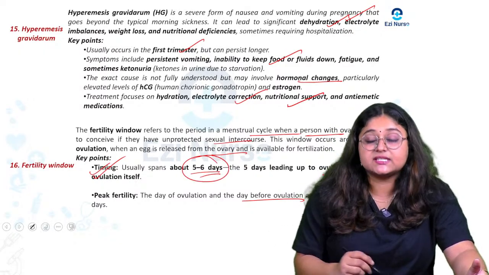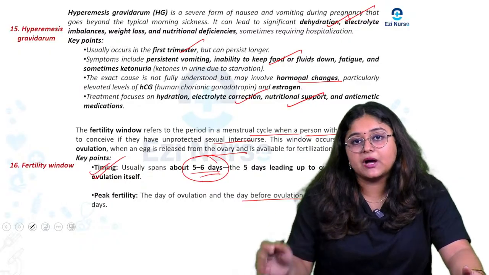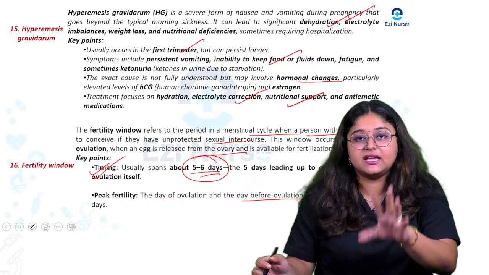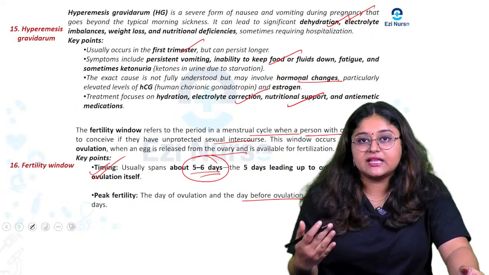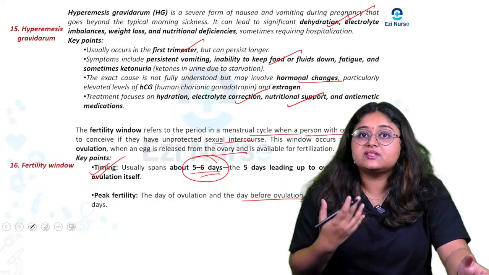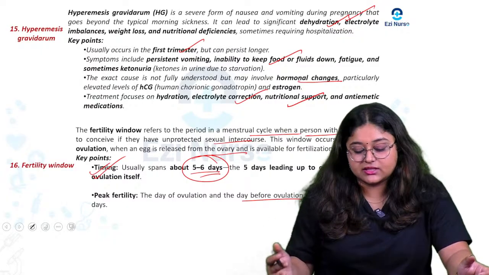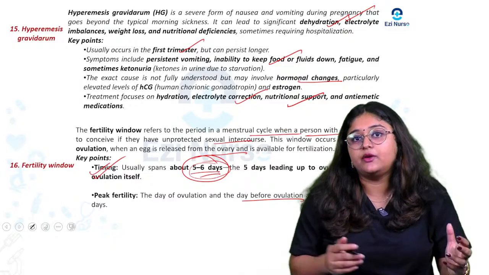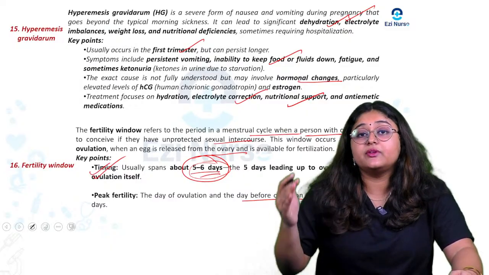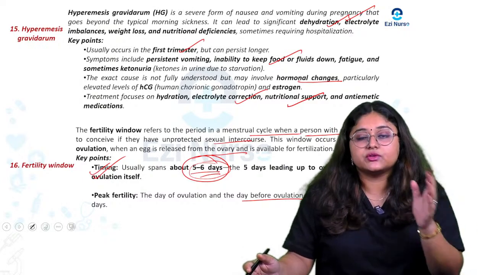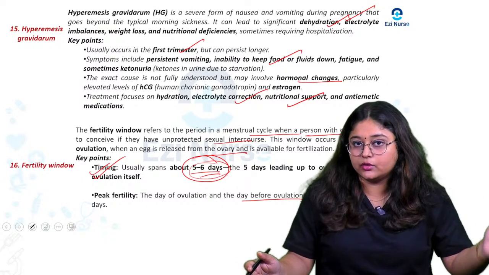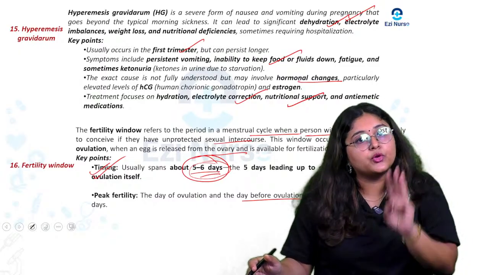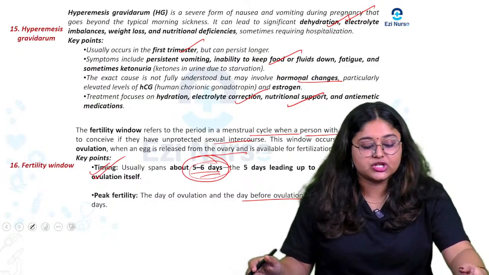Why the 5 to 6 days? Because sperm can stay only a maximum of 5 days in your uterus. After that they start to die or lose their motility. So that's why you have to keep 5 to 6 days in mind for fertilization. Whichever date you ovulate, that day, the day before ovulation, and the day after ovulation, these 3 days are the peak point of the ovulation period.